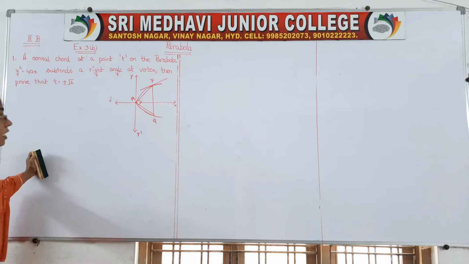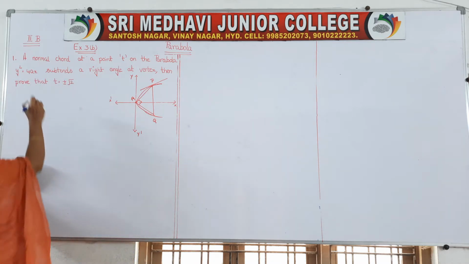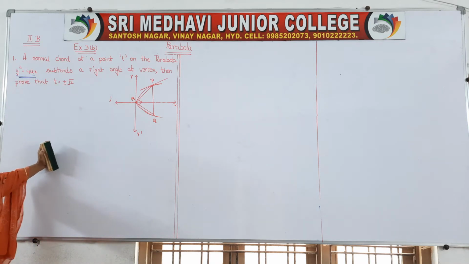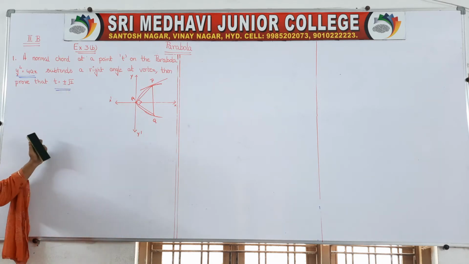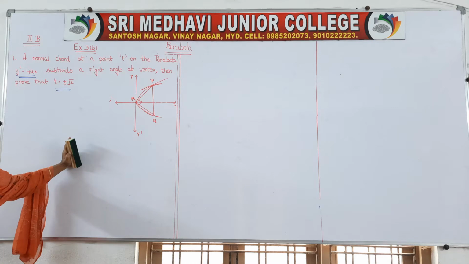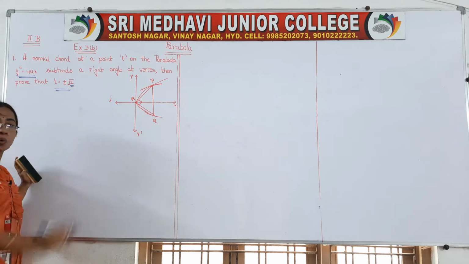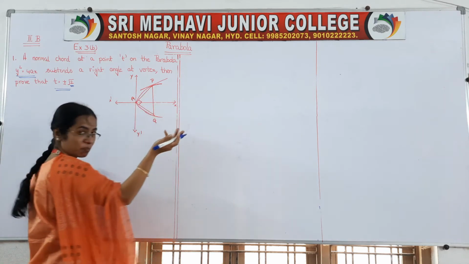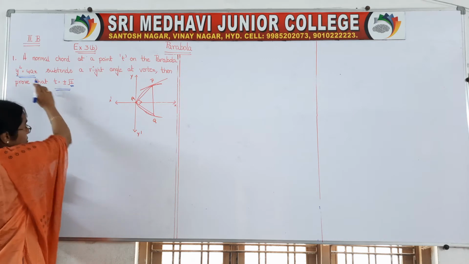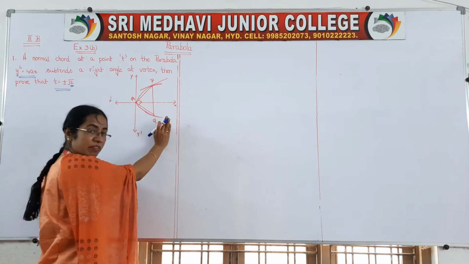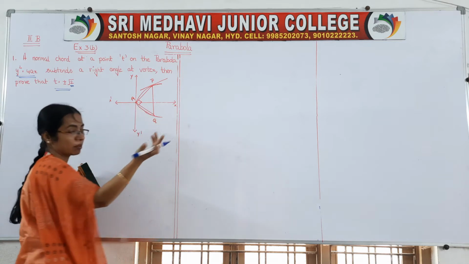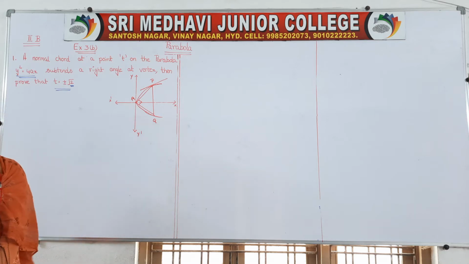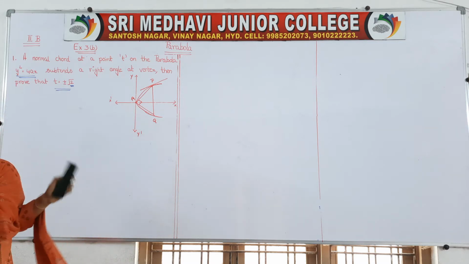The normal chord at a point t on the parabola y square is equal to 4ax subtends a right angle at the vertex. Then prove that t is equal to plus or minus root 2. So first you take a standard parabola, y square is equal to 4ax, and always the standard parabola equation is this one. Its vertex is nothing but the origin (0, 0). The point of intersection of the x and y axes is its vertex, so it is always equal to the origin.